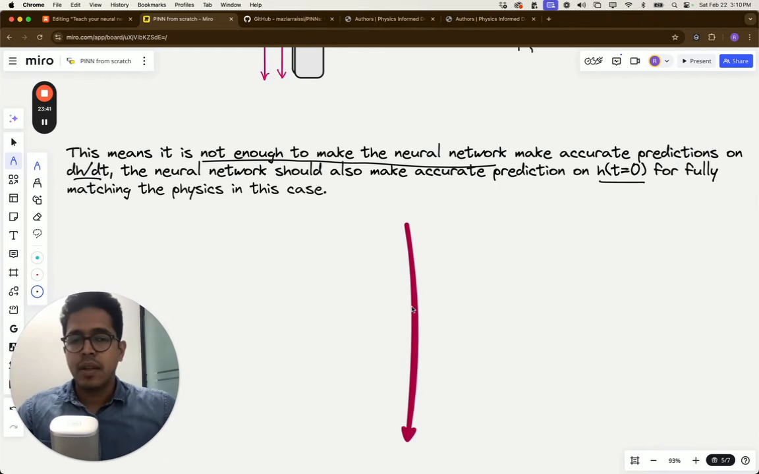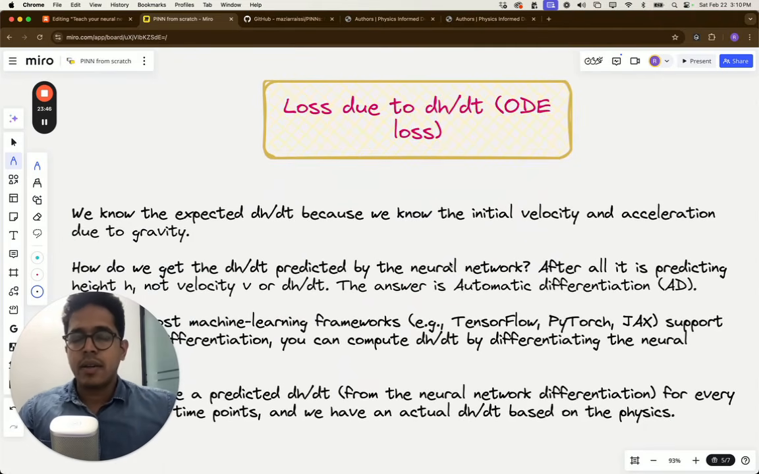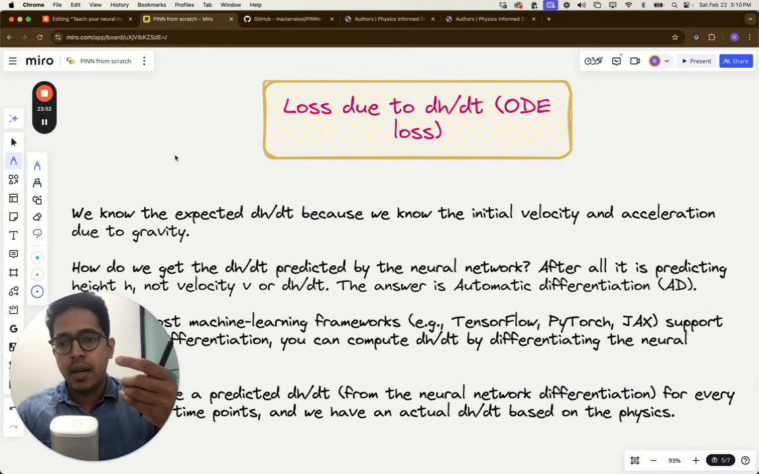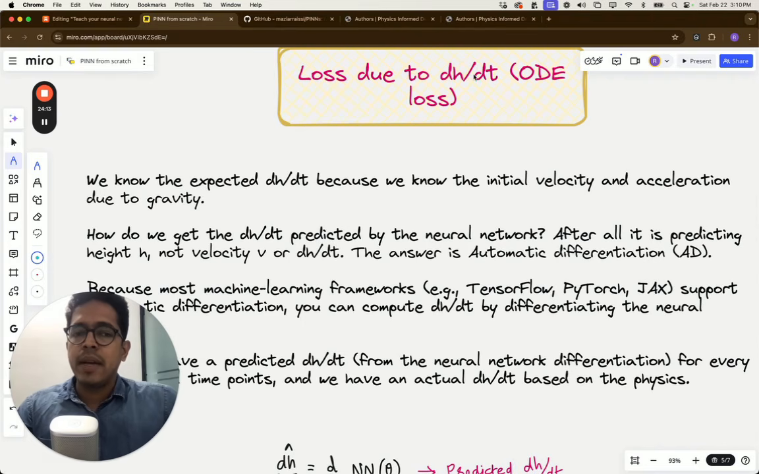initial height, right? So now how do we describe the loss function due to ordinary differential equation? So we mentioned three losses: loss due to data, loss due to ordinary differential equation, and loss due to initial condition. So think about what the neural network is predicting. In our case, the neural network is predicting height. It is not predicting dh by dt. You provide an input time and it predicts height. So then how do you define a loss due to dh by dt?